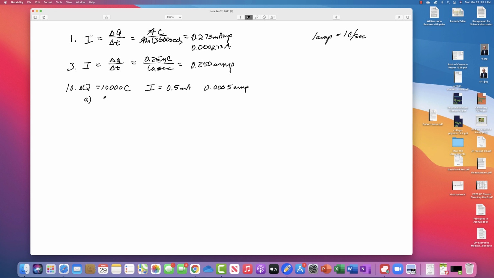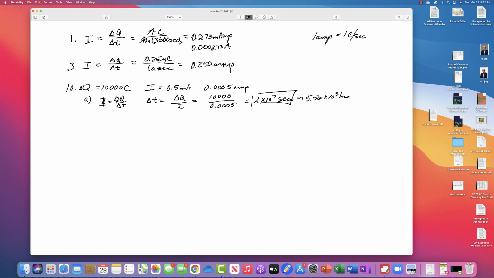And if you say that I is equal to delta Q over delta T, then delta T is going to equal delta Q over I, which is going to equal 10,000 divided by 0.0005, and that's going to equal 2 times 10 to the 7th seconds, or if you wanted to, it's 5.56 times 10 to the 3 hours. But this answer is good enough.